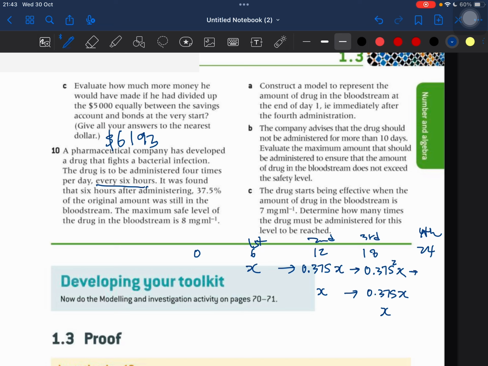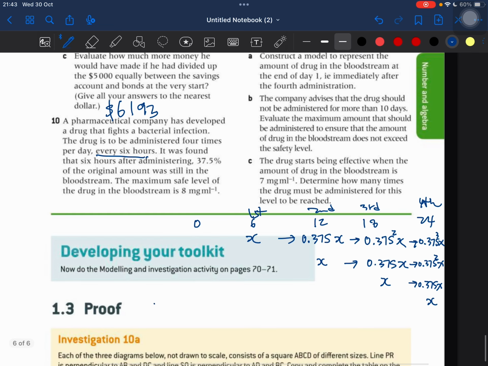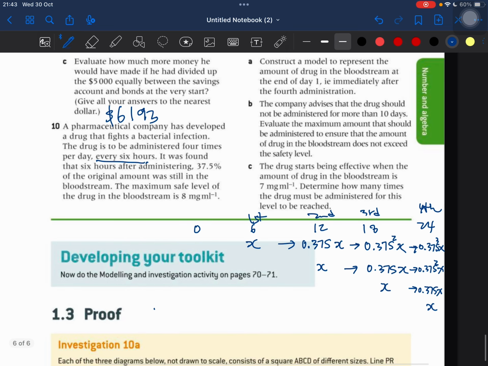So now 0.375 cubed x, 0.375 squared x, 0.375x, and he will take another one first. So altogether, this is the model at the end of the first day.